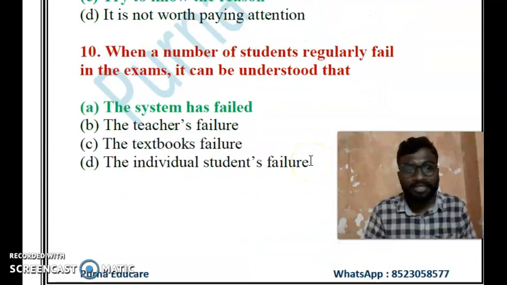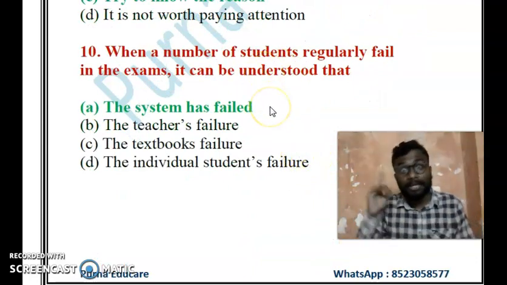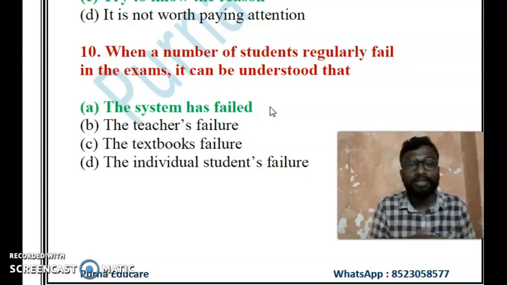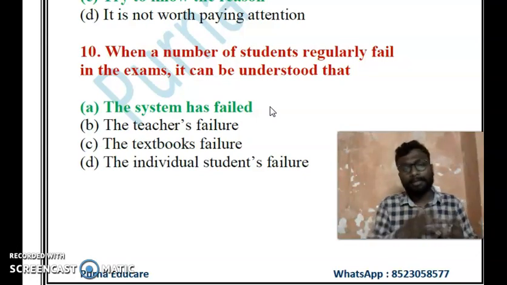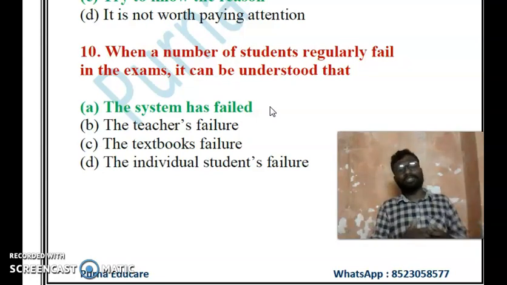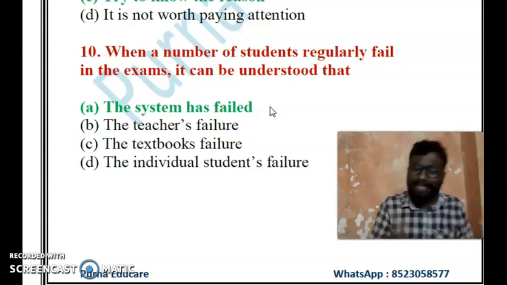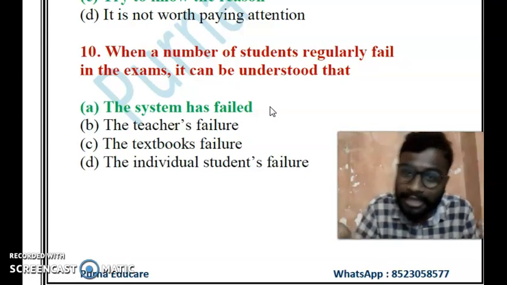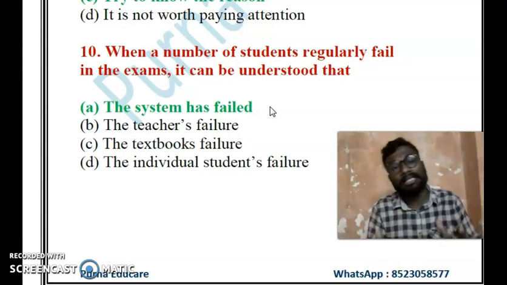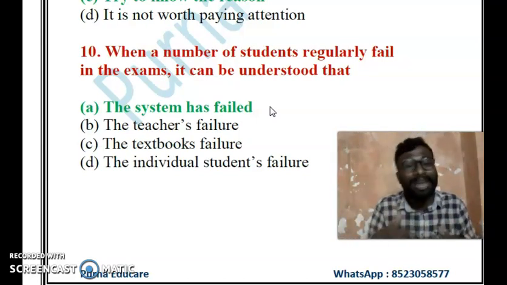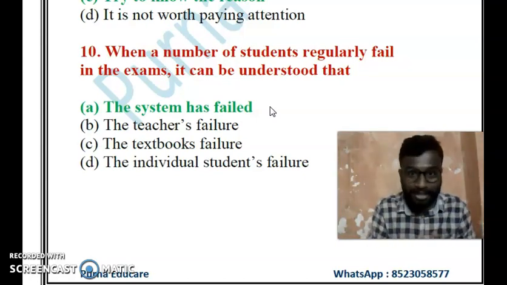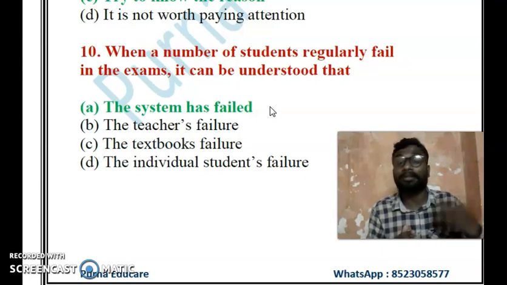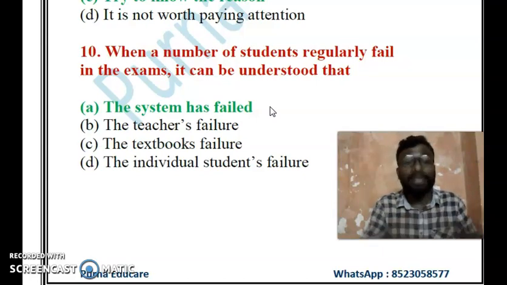When a number of students regularly fail in the examination, it can be understood that it is not the failure of the teacher, it is not the failure of the student, it is a failure of the system. When the number of students regularly failing in the examination, it can be understood that the system has failed in formulating the syllabus or conducting the examinations or evaluating the answer scripts. The system has failed in some kind of administrative aspects. The number of students are failing frequently.